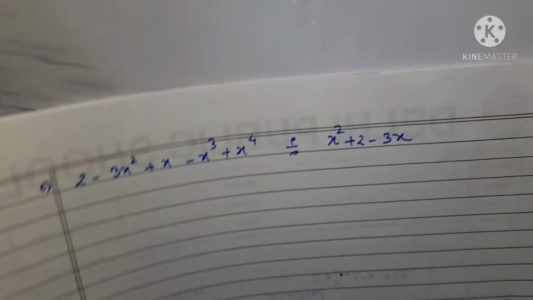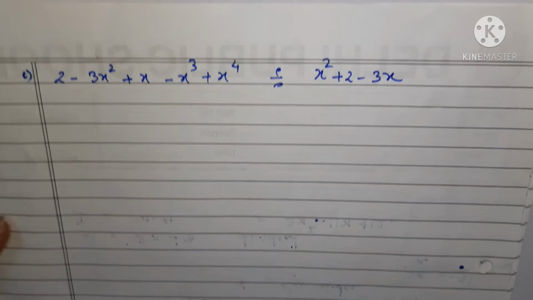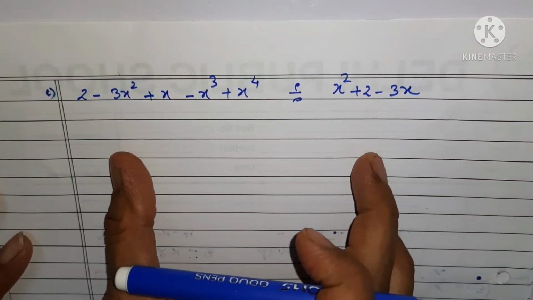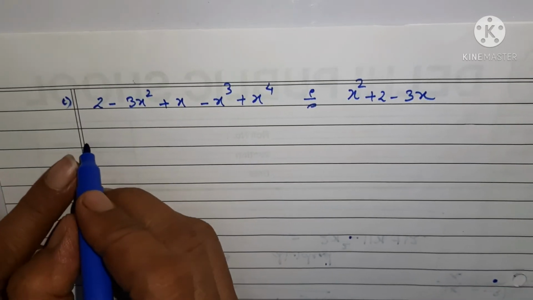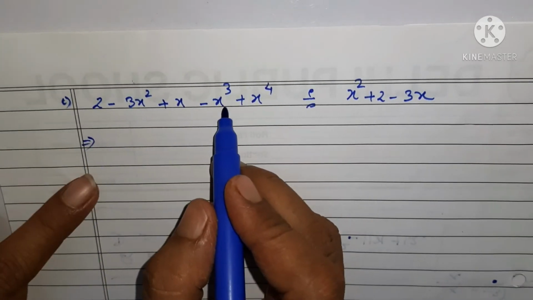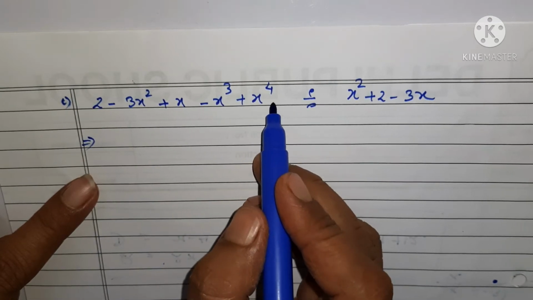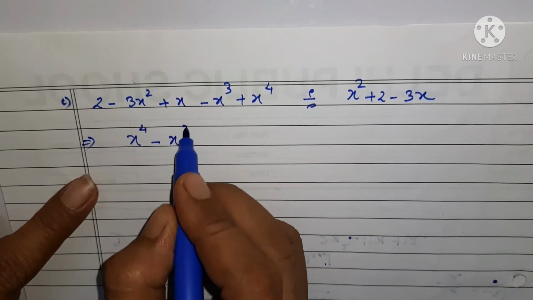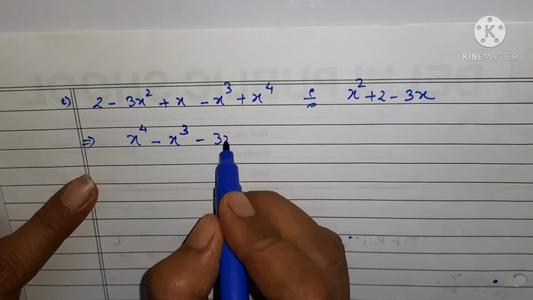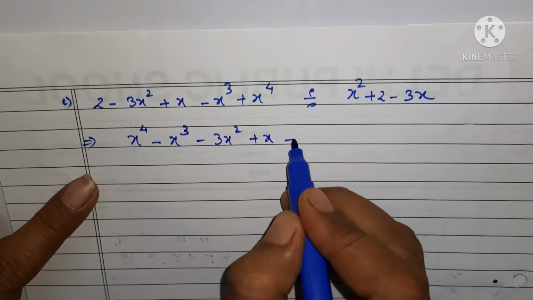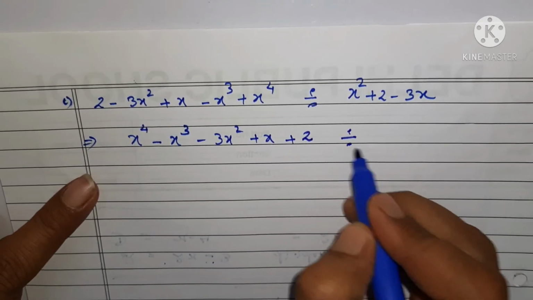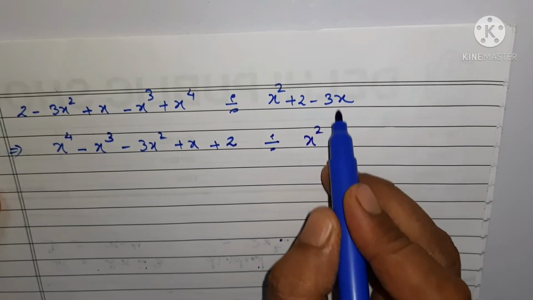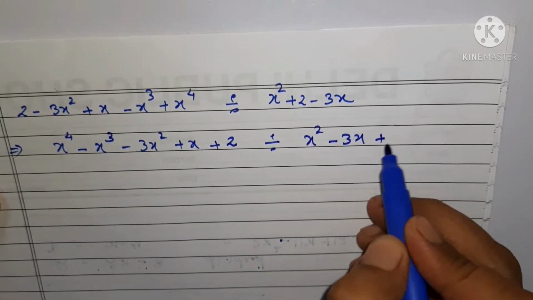Now what is the first rule? That you have to write it in the descending order. Both the expressions you'll bring in descending order. So let us write in descending order first. The highest order in this expression is this one, so we'll write it first: x4, then minus x cube, then minus 3x square, then plus x, then plus 2, is to be divided by what you will do. Check here. This is x square, then minus 3x, and then plus 2.